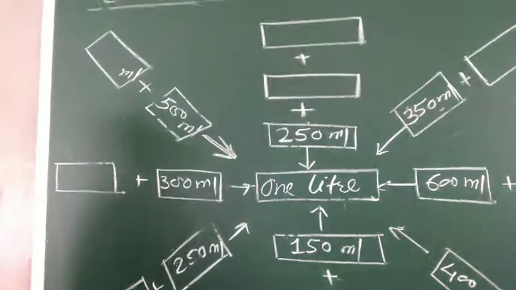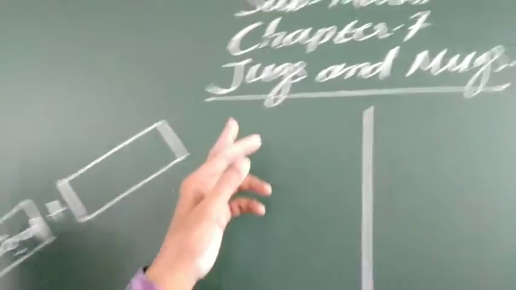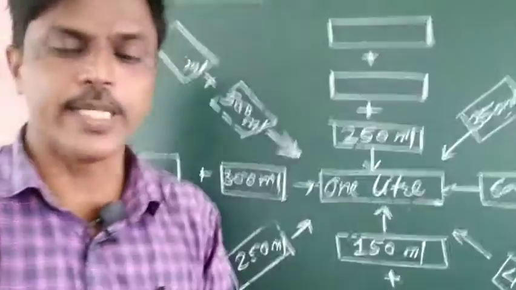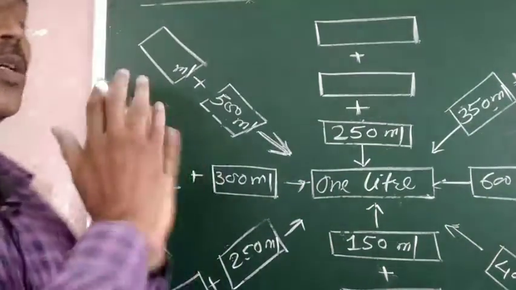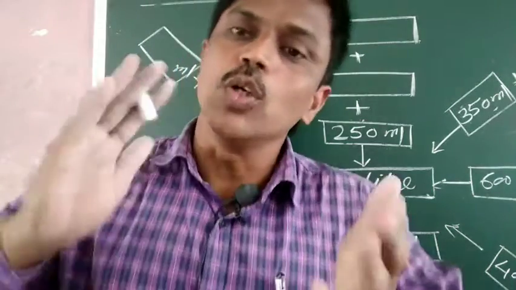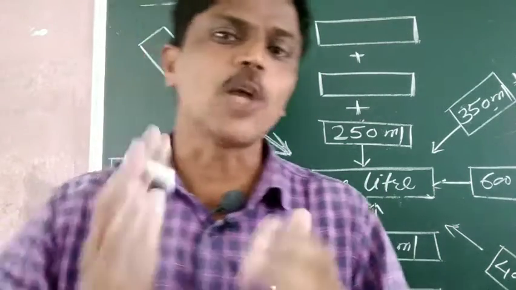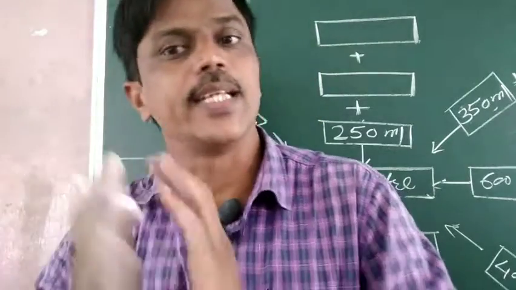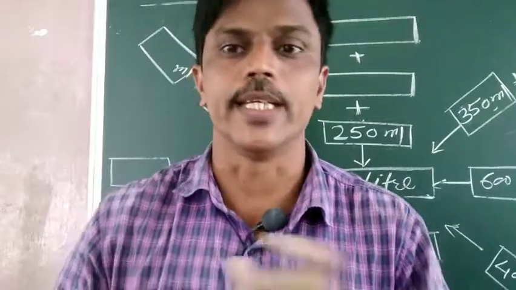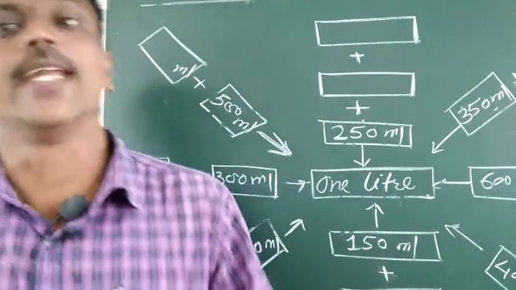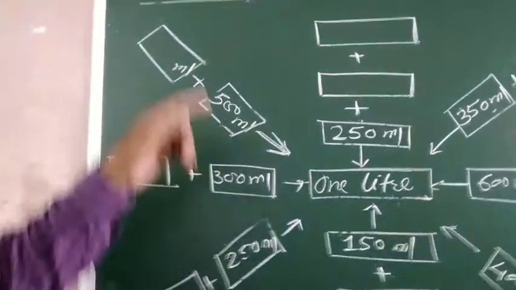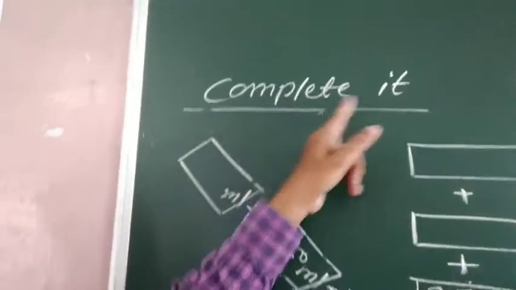Dear students, in today's class, it is chapter Jug and Mug. In many classes, we learn about milliliter and conversion into liter and then liter into milliliter. So all of you know how many milliliter are there in 1 liter? There are 1000 milliliter in 1 liter. Now in today's part, we have to complete it.